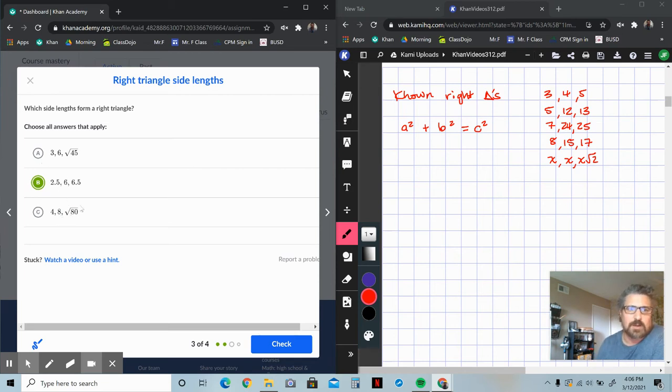So these are in order. It seems like they always put them in order from the two legs and then the hypotenuse. I think that's what they're doing consistently. So it looks like it's least to greatest order always.